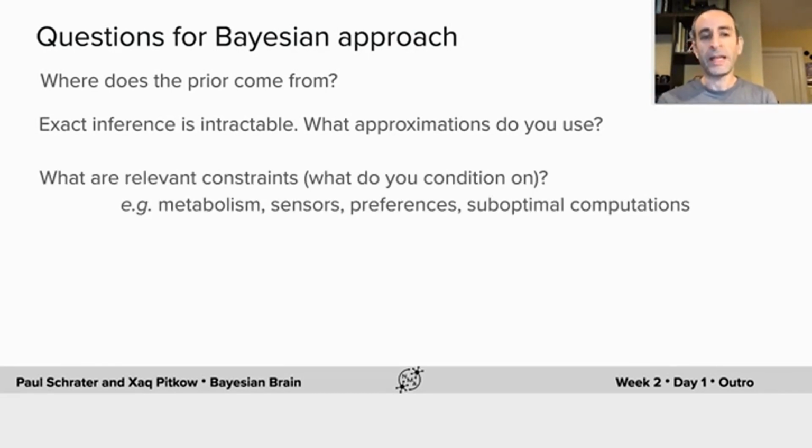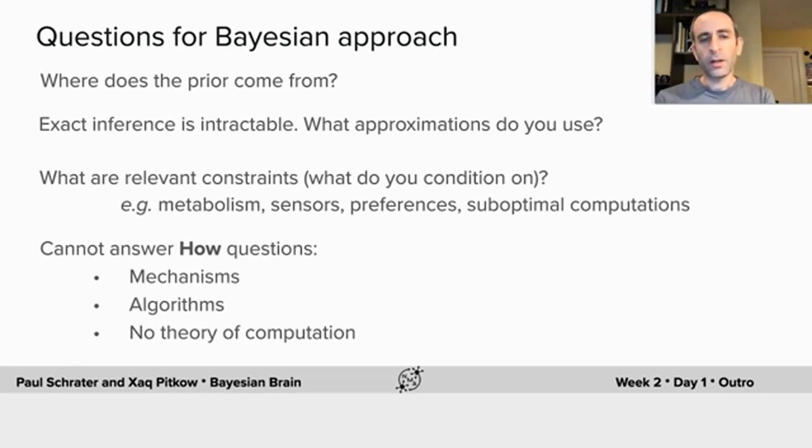Similarly, we may be constrained in the computations that we can do, or not trying to perform absolutely every inference, but inference conditioned on some limitations like your metabolism. How many spikes can you produce? What type of sensors do you inherit? What subjective preferences do you come built in with? And what suboptimal computations are you restricted to based on your architectures?